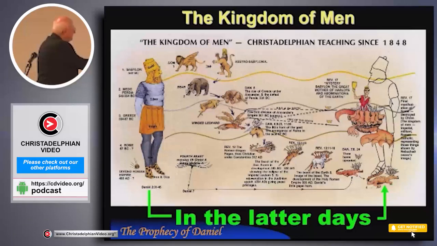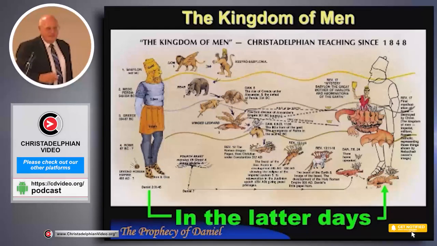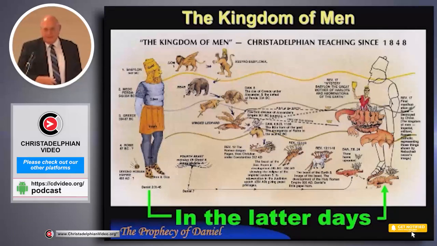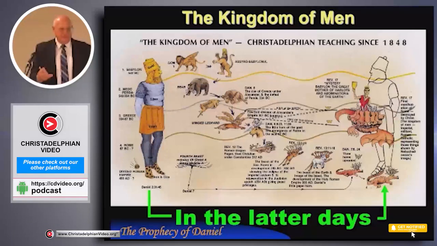Notice the bear has got number 2. You've got the winged leopard, number 3. Where's number 4? Number 4 on this chart is right over here on the right-hand side, okay? The fourth beast of Daniel, because it's all to do with the Roman Empire revived in the latter days to be destroyed by Christ and the saints.